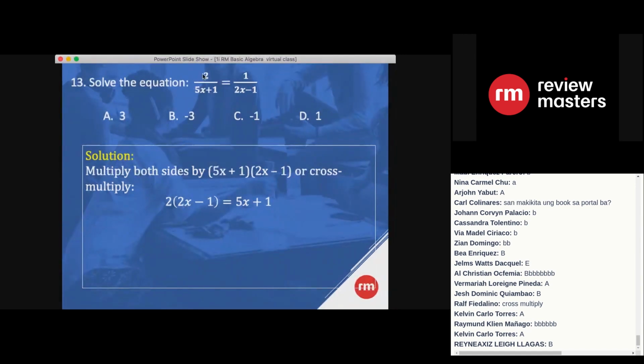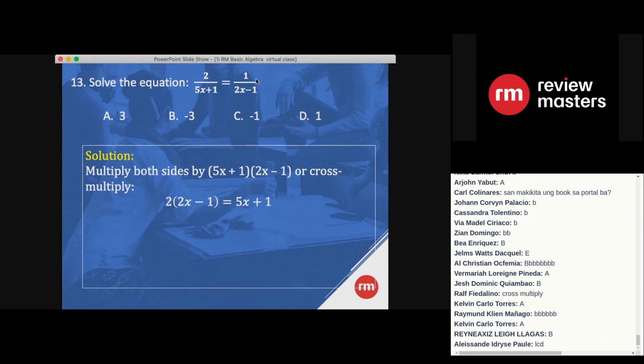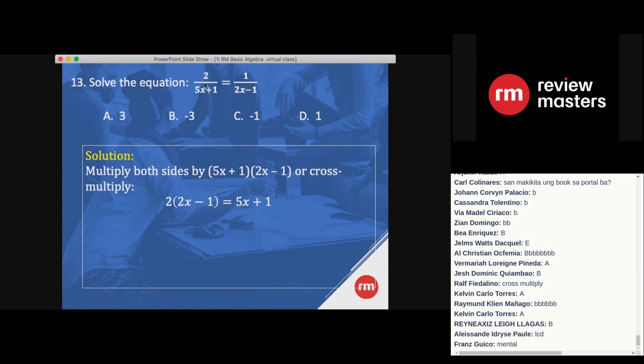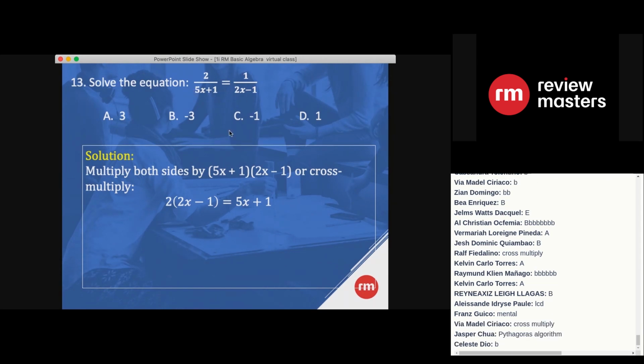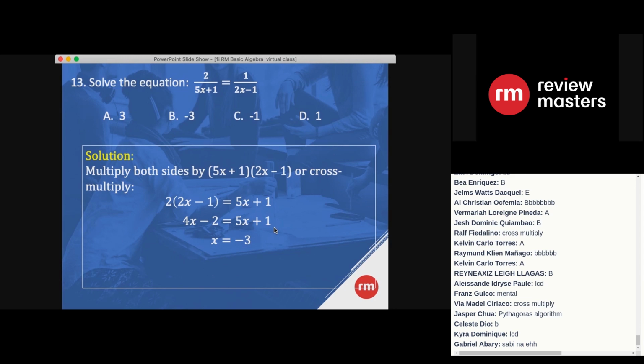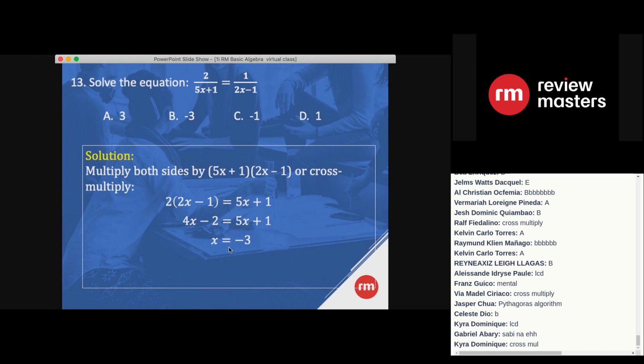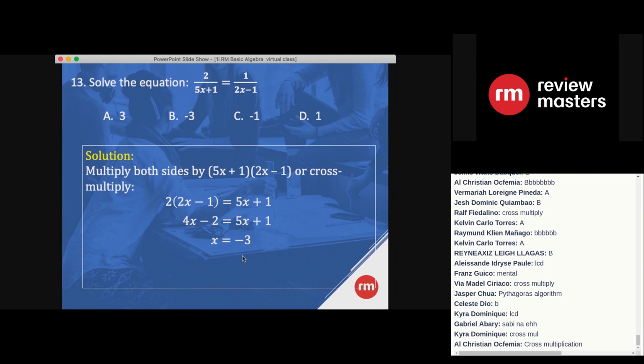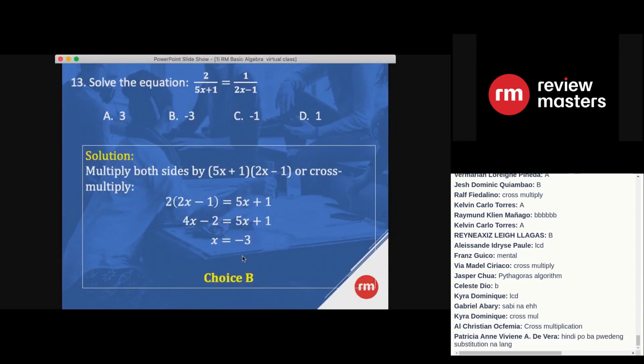So when we cross multiply, that is 2 times 2x minus 1 equals 1 times 5x plus 1. And then you solve. 2 times 2x would be 4x, 2 times negative 1 is minus 2, is equal to 5x plus 1. Then you simplify by combining similar terms. So here, 5x minus 4x is x, and then negative 2 minus 1 is negative 3. Okay? And the answer is choice letter B.